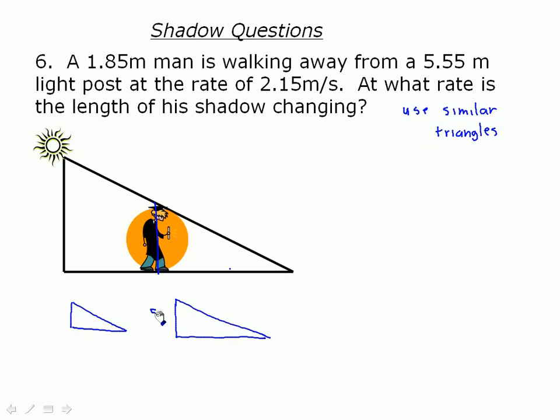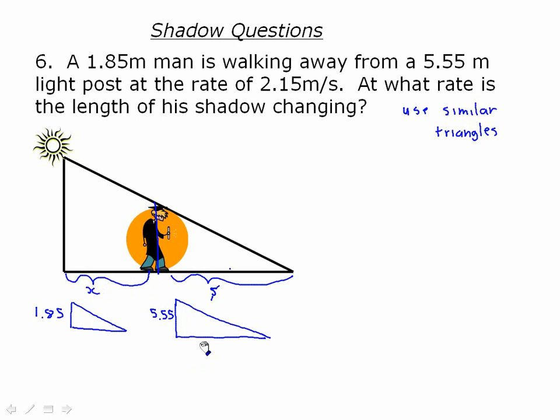So for the big one, you're going to have 5.55 meters, and then for the small one, you're going to have his height, which is 1.85 meters. And if we treat the length of the shadow, give it the variable s, whichever you want to call it, I'll just give it s with a hook. And then treat the distance that he's covered, the horizontal distance, as x. We're able to put in variables for these two similar triangles.